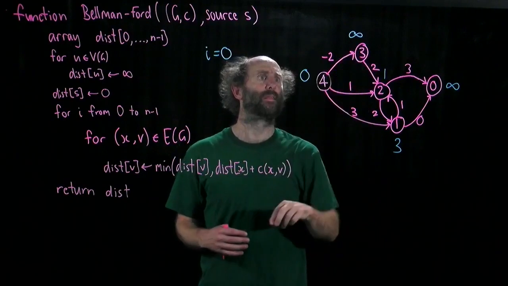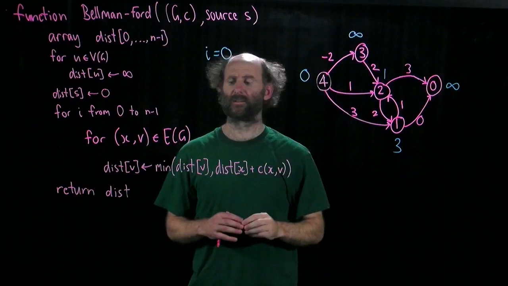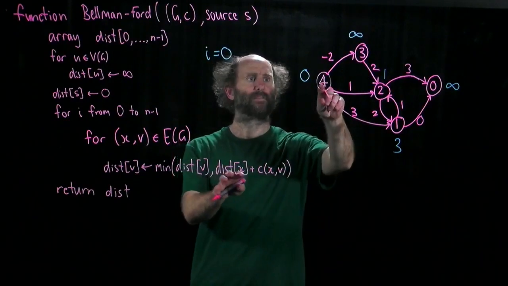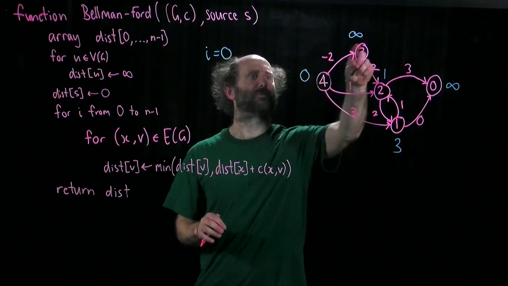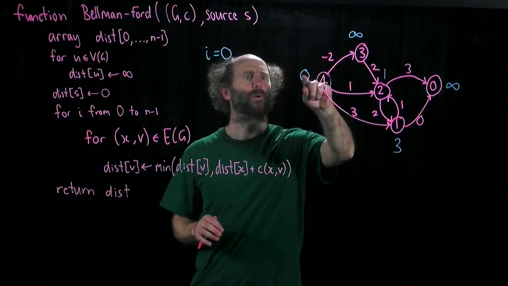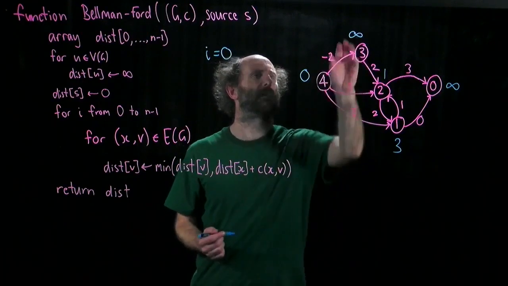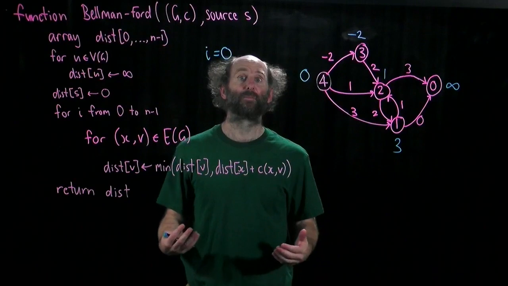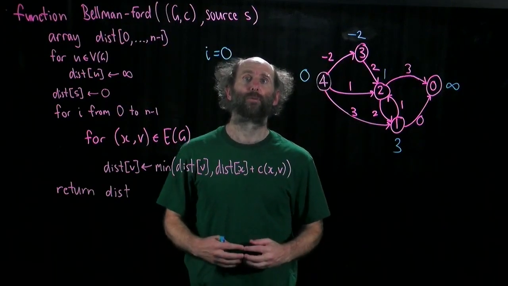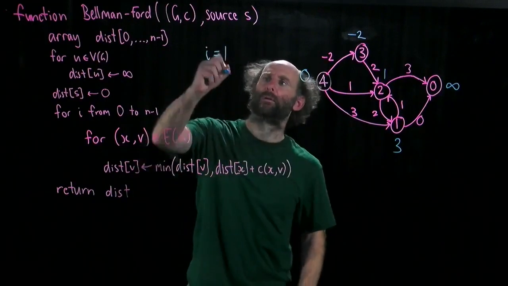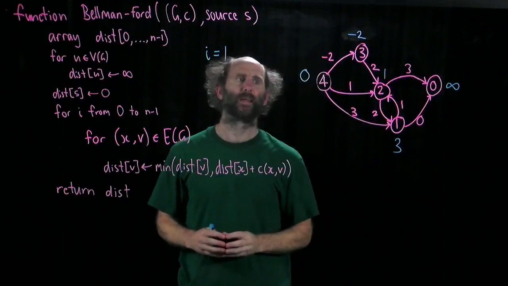Let's process this arc. So we're asking, can we improve dist 3, which is currently infinity, by looking at dist 4, which is 0, plus the cost of going from 4 to 3, which is minus 2? So 0 minus 2 is minus 2, which is less than infinity. So we update that. And let's say we've got to the end of our first iteration of our for loop. So we increment to i equals 1, and now we want to go through each of the arcs again.